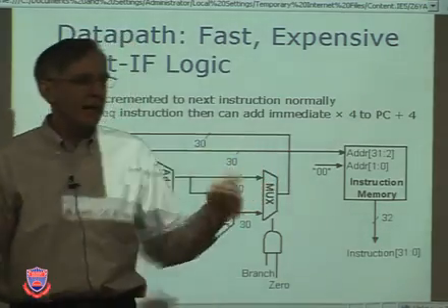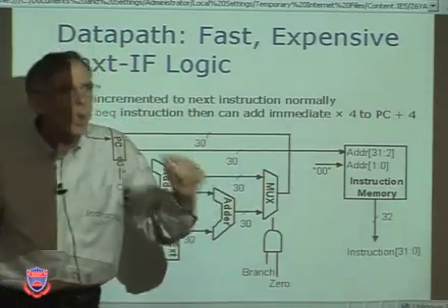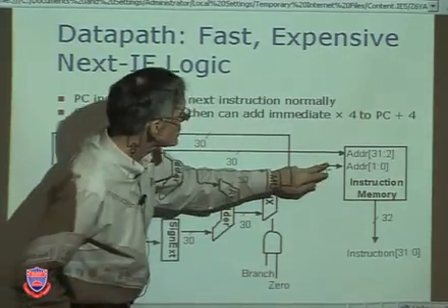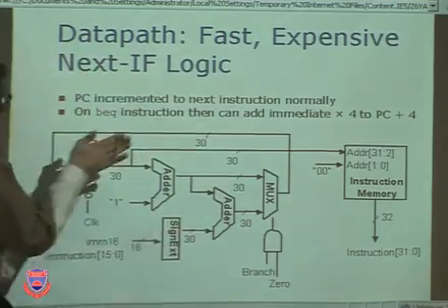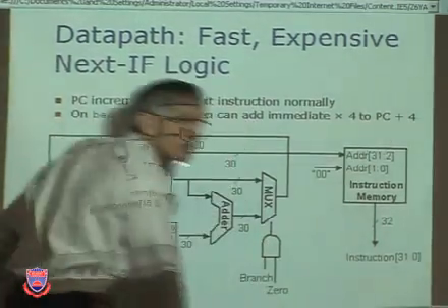It doesn't happen like that. Okay? They've got to be on even word boundaries. So that's very logical. So this is what we showed before. The PC goes to instruction memory and out comes your instruction.